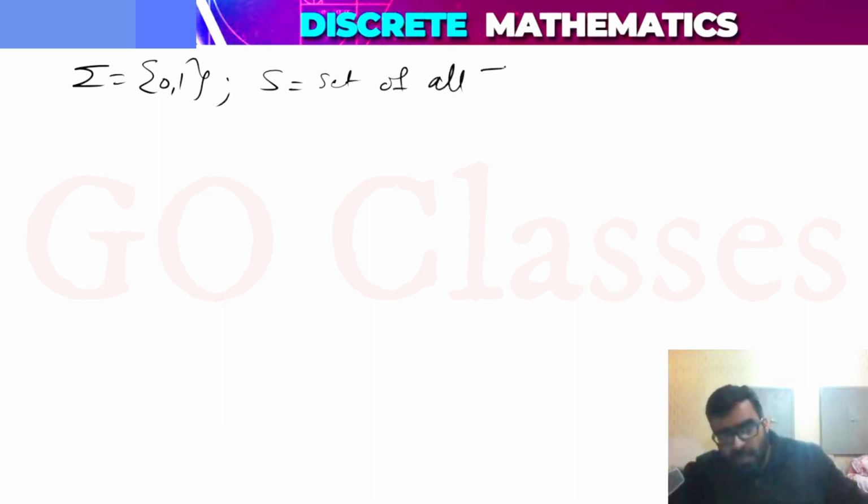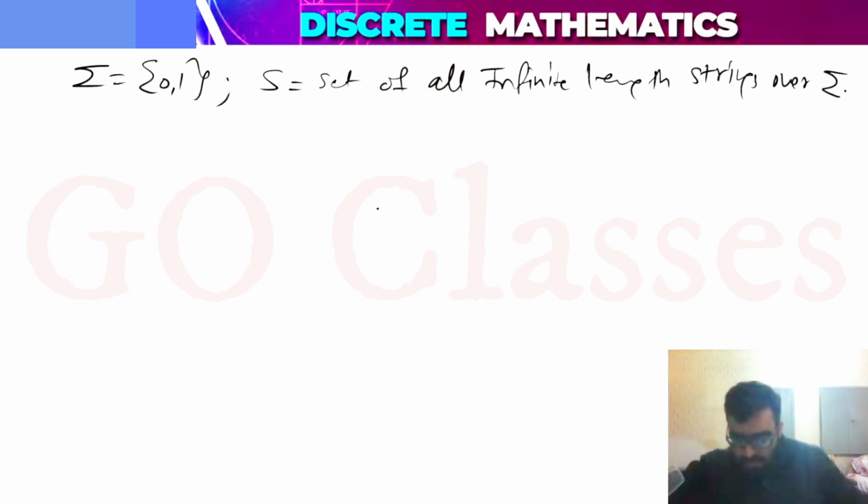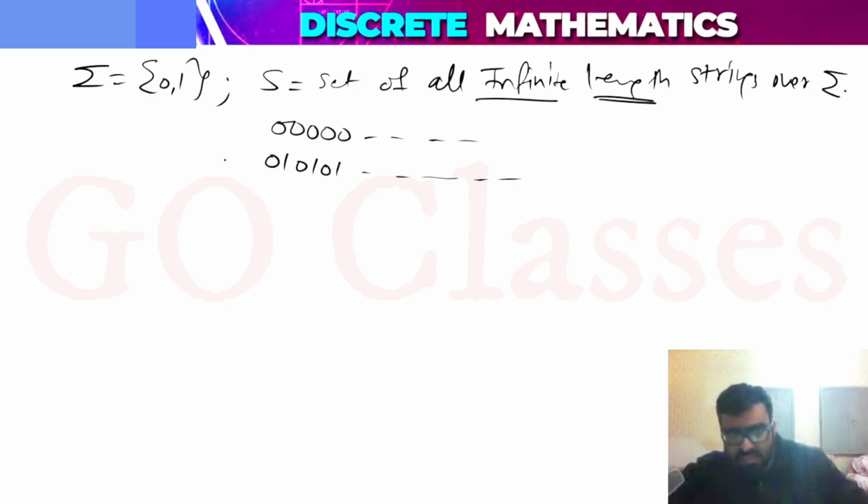Let's assume this is your sigma, 0 and 1, and I give you a set S, which is the set of all infinite length strings over sigma. Every string is of infinite length. For example, 0 0 0 0 0 and so on. This is a string. Another example, 0 1 0 1 0 1. These are infinite length strings we have here.